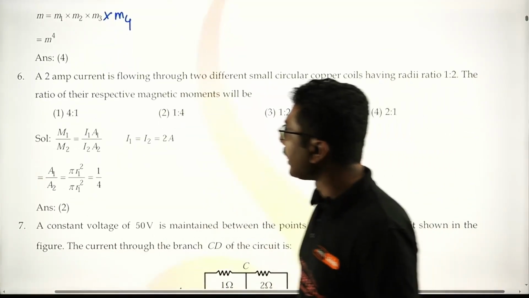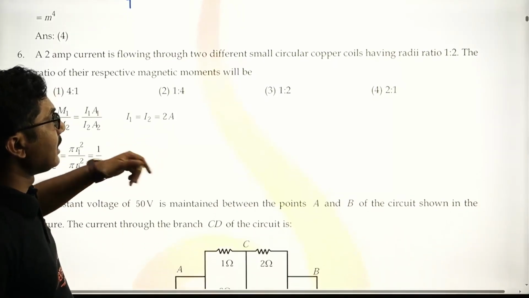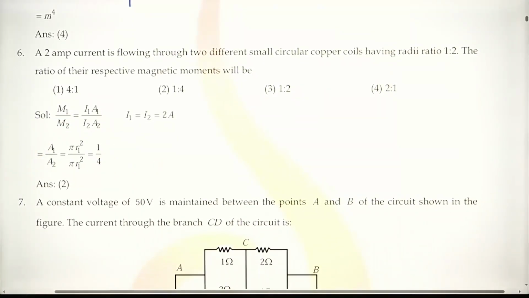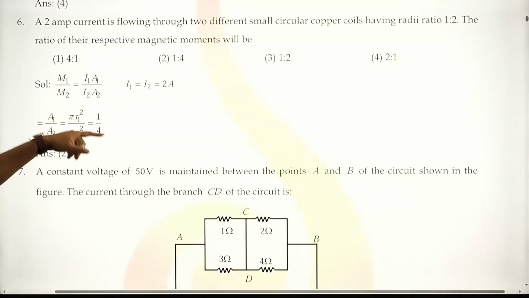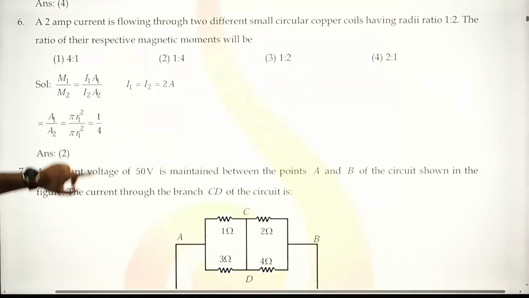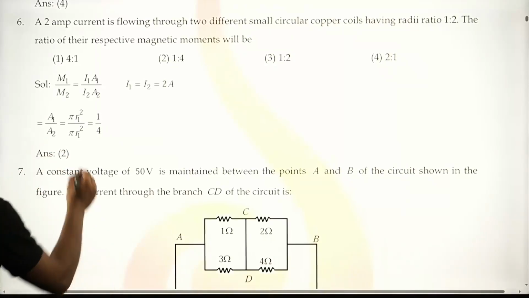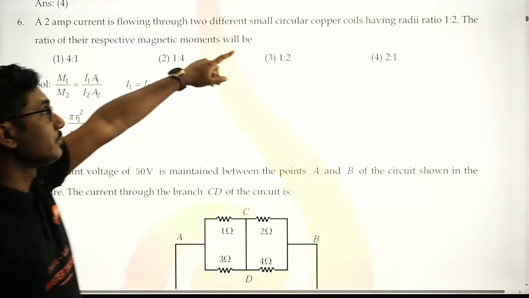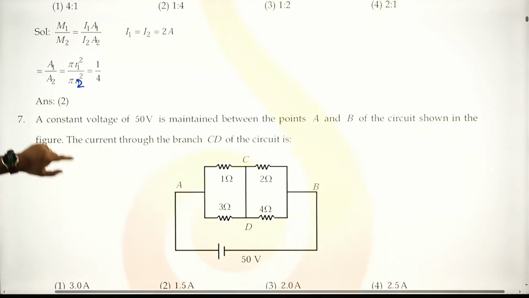A 2 ampere current is flowing through 2 different small circular copper coils having radii ratio 1:2. The ratio of their respective magnetic moments will be? So magnetic moment is I into A. So you just calculate what is I. I is already given as equal. Radii are different, so it will be pi r1 square divided by pi r2 square. So the ratio will be the square of the radii. So 1:4 will be the answer. Option 2 is correct. Next is this one.